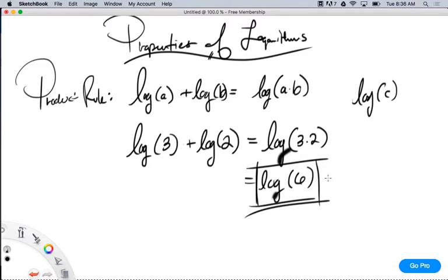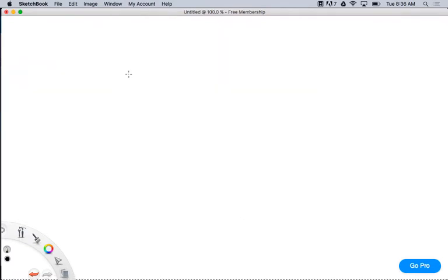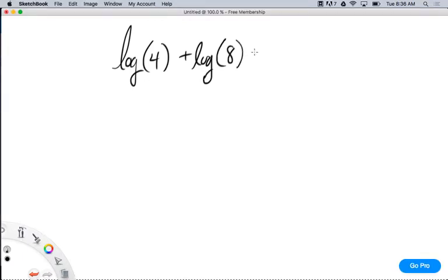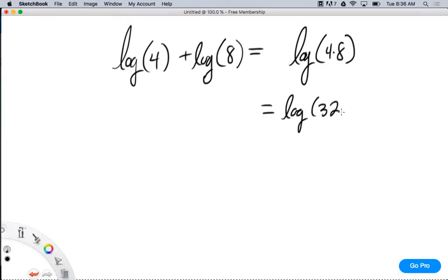So don't get tricked. The answer is not 6. The answer is not 5. The answer is not log of 5. The answer is log of 6. The reason I say this is so simple is because it really cannot get much harder than that. I mean, log 4 plus log 8. Rewrite that. What would that be? Log of 4 times 8 equals log of 32. That is the answer choice you're looking for.